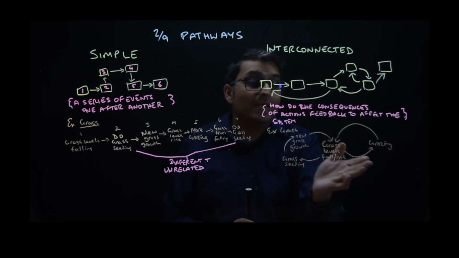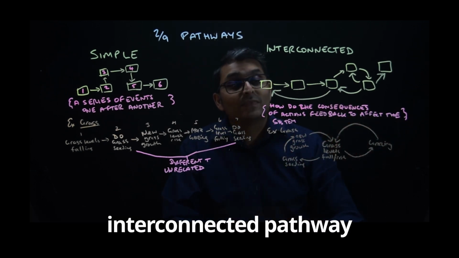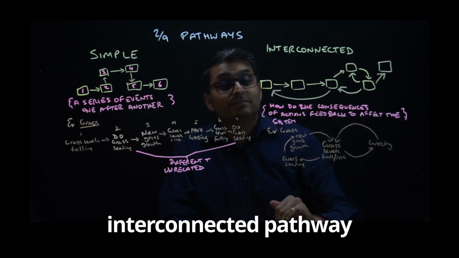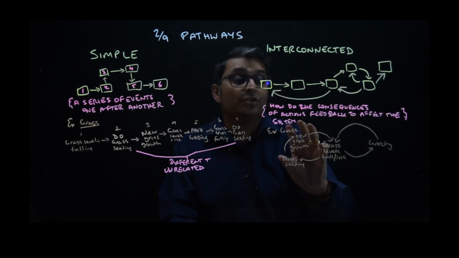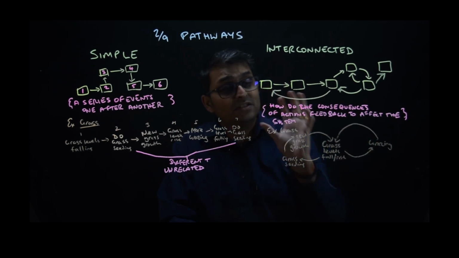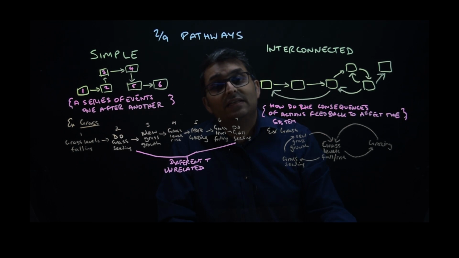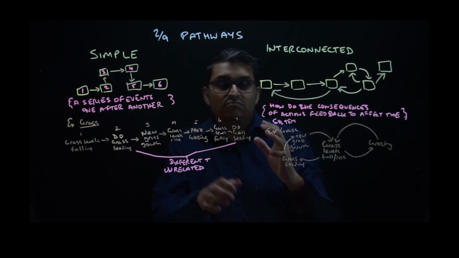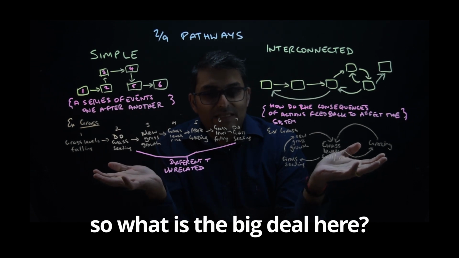And so we have this interconnected pathway, and we can see there are loops. There are 2 loops here that are working. So this representation shows the interconnectedness. Now, you're probably thinking, so what's the big deal here?